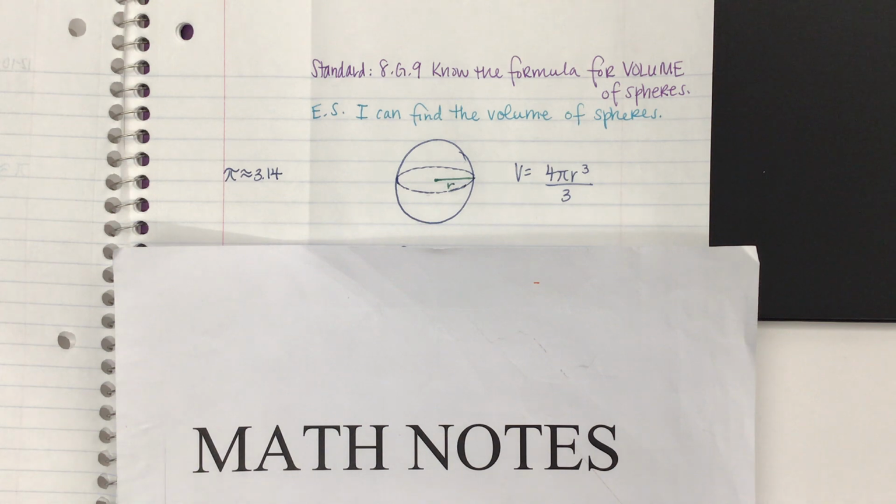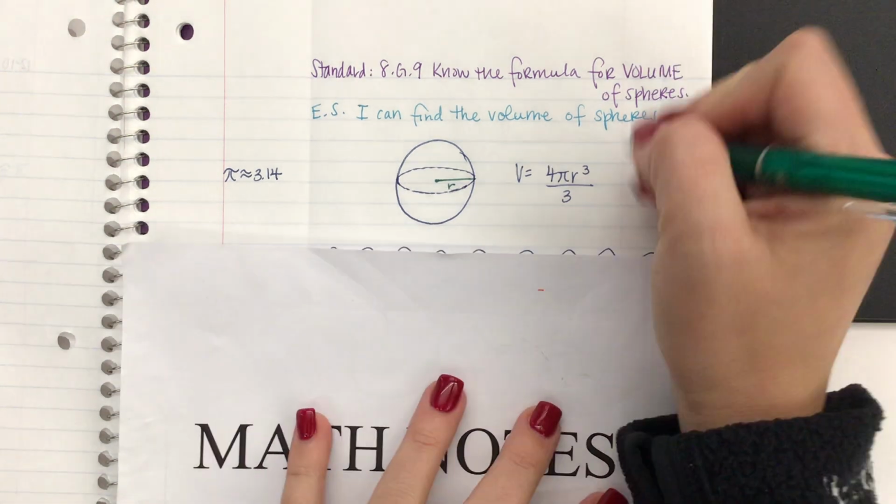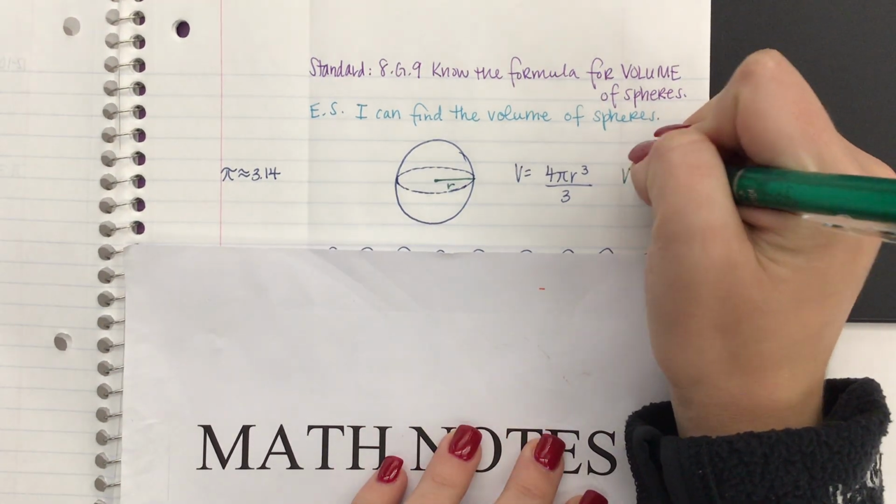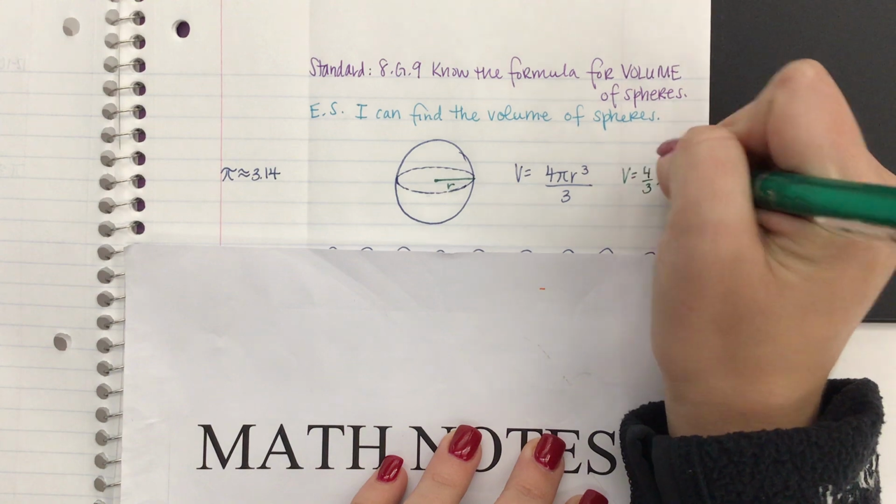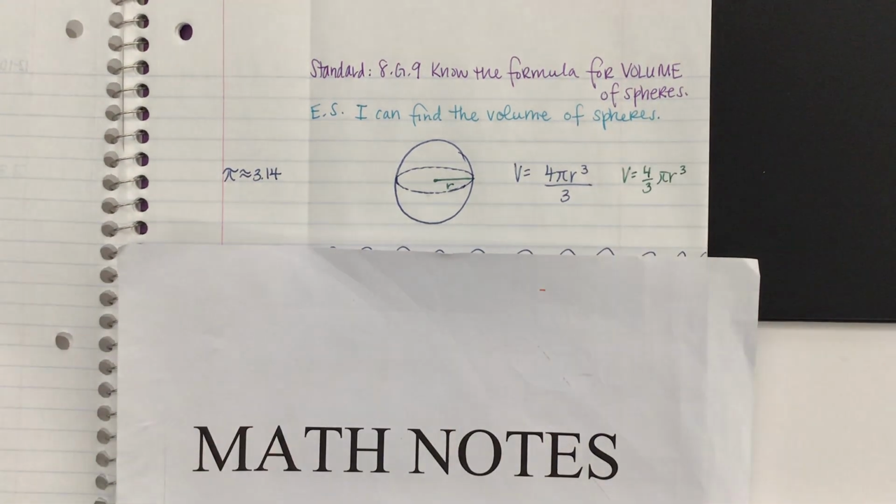And the volume formula for a sphere is 4 pi r cubed divided by 3. Or if you were to Google it, the volume would equal 4/3 pi r cubed. Literally the same thing. You can use either one. I just find it easier to multiply everything and then divide by 3.